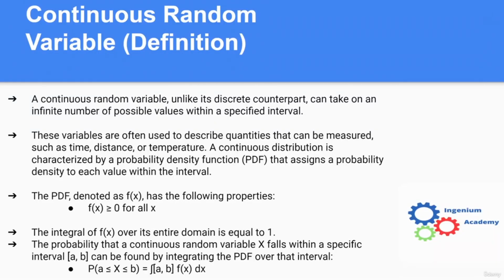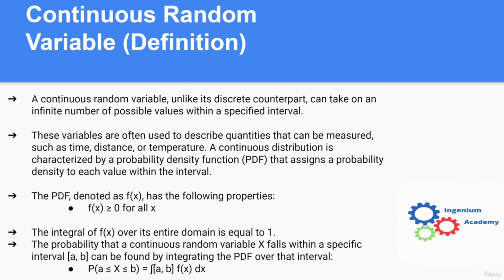So now let's talk about continuous random variables. A continuous random variable is different than a discrete random variable, because a discrete random variable, like rolling a 6-sided die, can only take on a finite or countable set of values. Like the 6-sided die can take on values 1, 2, 3, 4, 5, 6. But the continuous random variable can take on an infinite number of values.